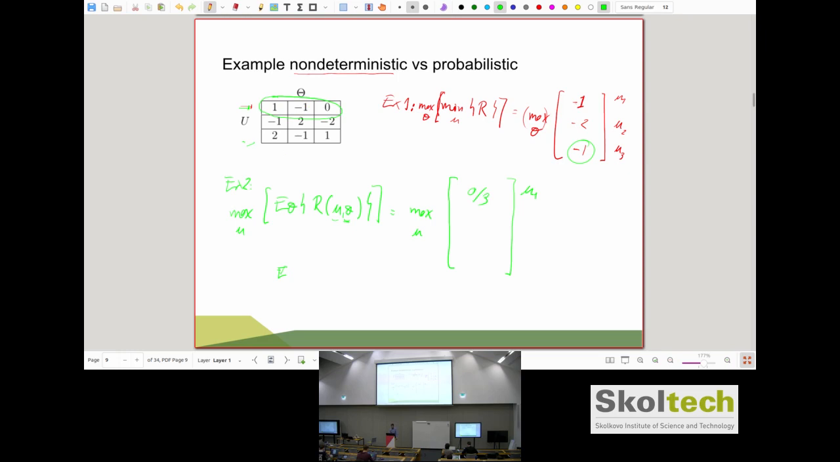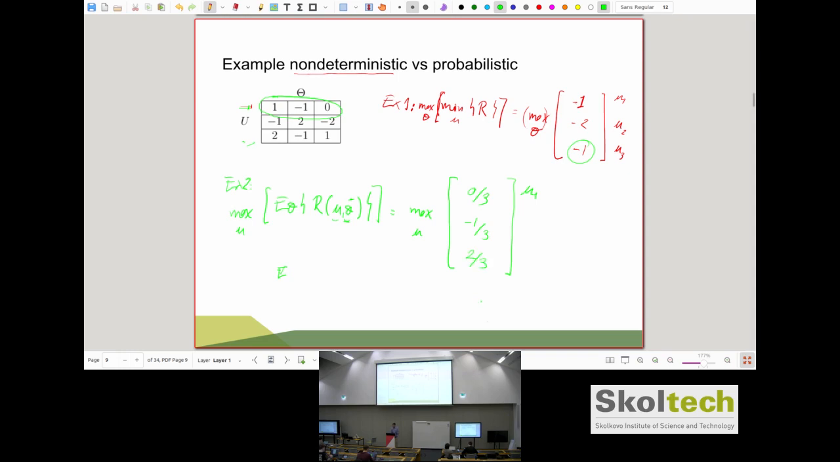Let's do the same thing here. We have minus 1, 2, and minus 2. So that means that the summation is minus 1, divided by 3. I'm just doing summations. What is this thing? 2/3. Thank you.